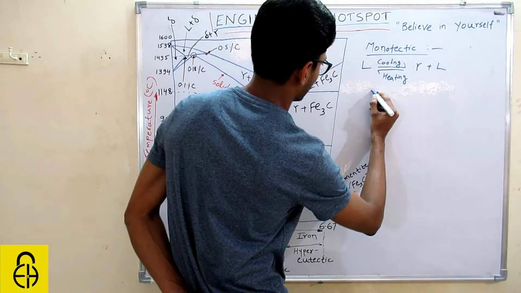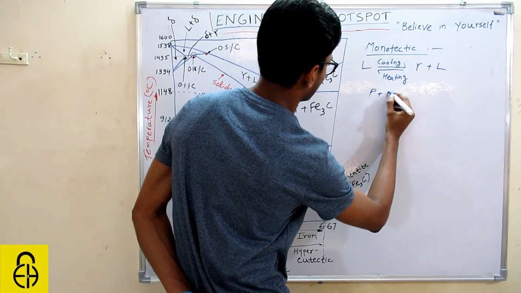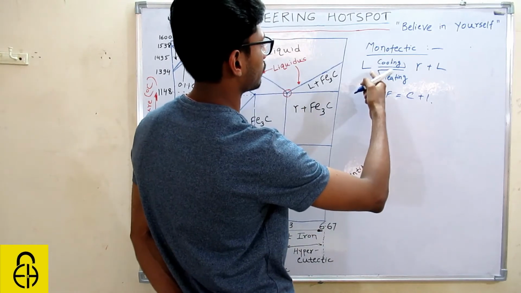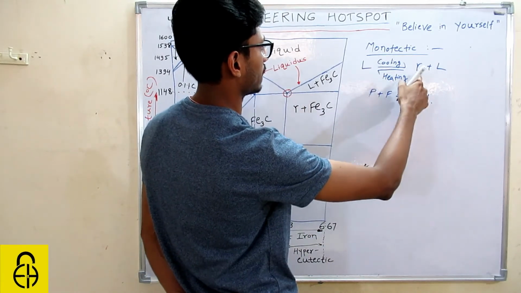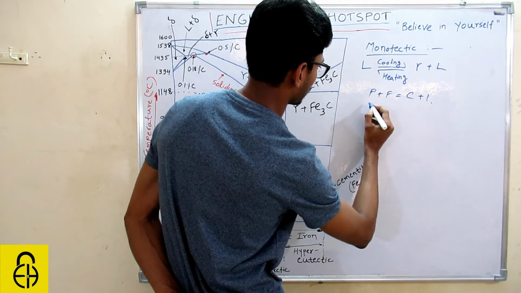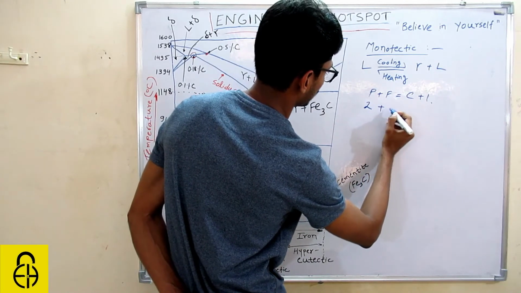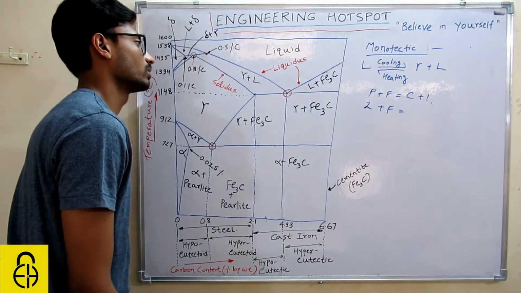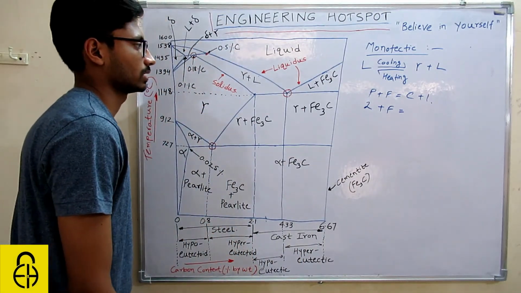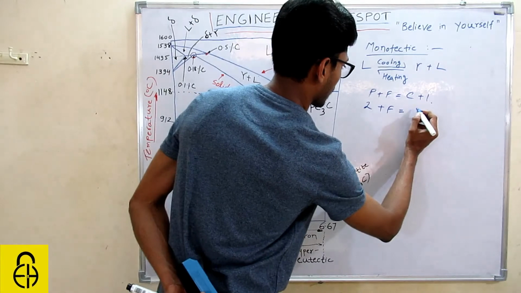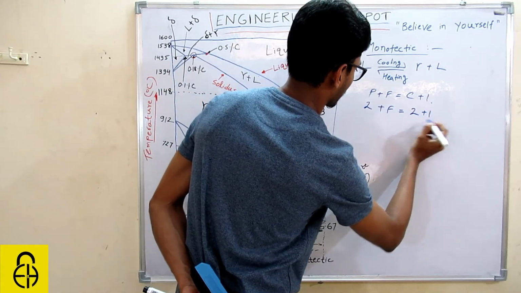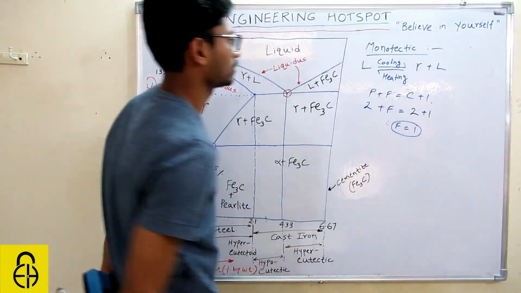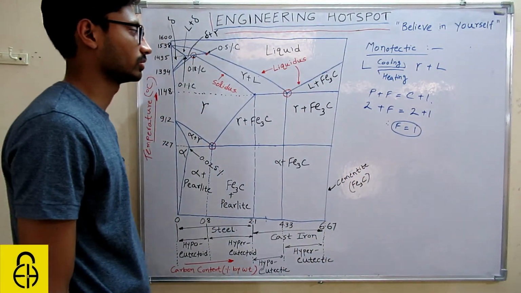Let me prove it. P plus F is equal to C plus 1, we know. If you see, there are two phases, liquid phase and gamma phase. So P is equal to 2. C will be 2 because we have two components, iron and carbon. So F is equal to 1. This means the degree of freedom is not 0.